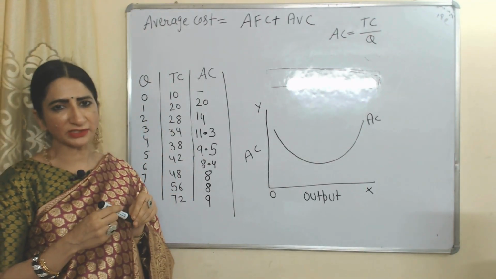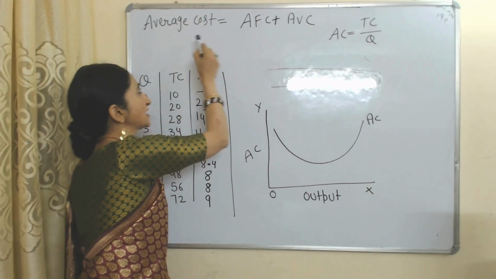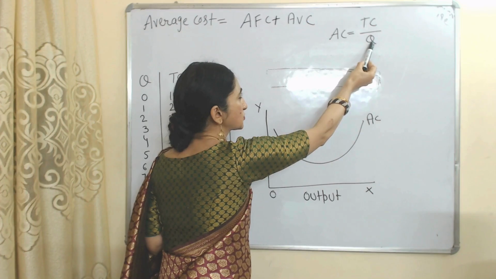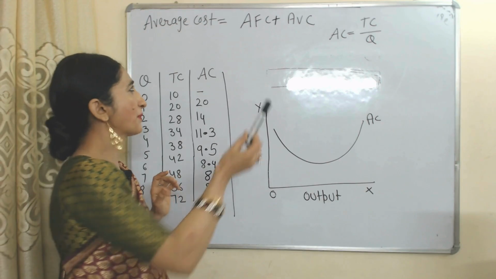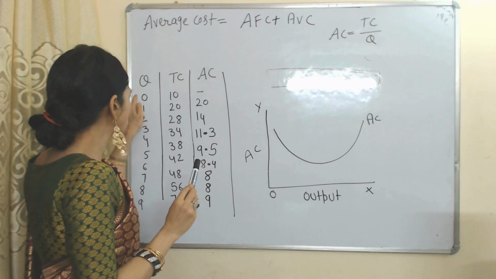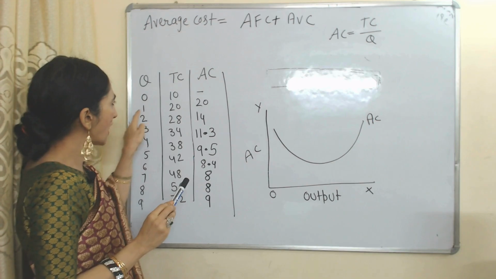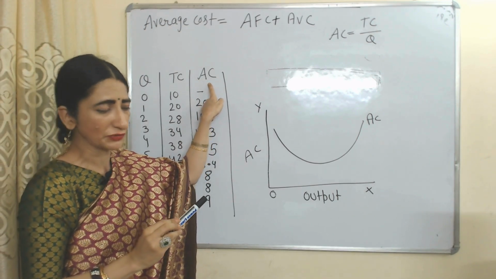There are two methods to calculate average cost. First, AFC plus AVC equals AC. Second, when we divide total cost by output, it becomes equal to AC. We have already discussed AFC, AVC and total cost. First column we have output, second column total cost. When we divide total cost by output, it becomes equal to average cost.